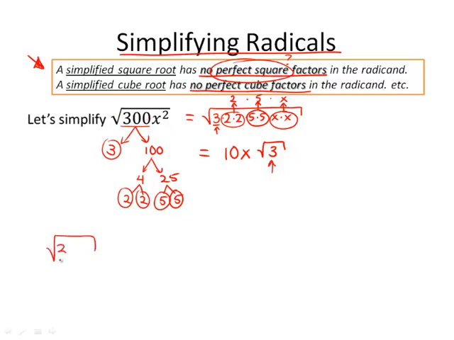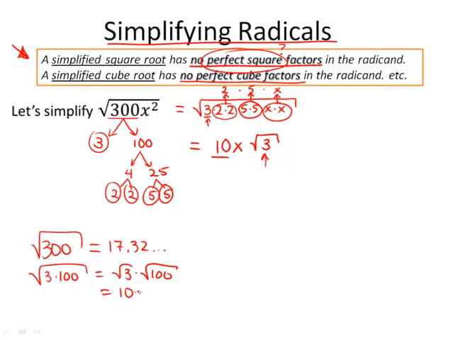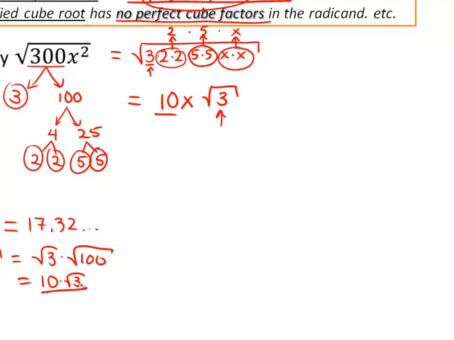Right? So root 300, you could evaluate that and see what that is. That gives you a decimal, 17.3205 and so on. But you can see root 300 as 3 times 100, which is root 3 times root 100, and root 100 is actually 10. So you could write this as 10 times root 3, and this would be the more exact way of writing root 300, and it would be a simplified radical form.